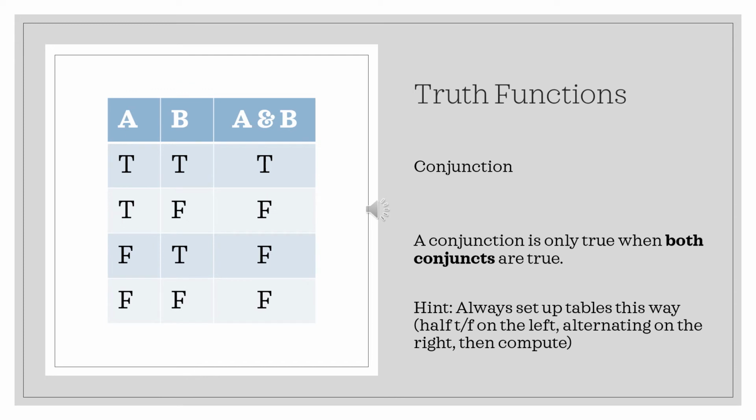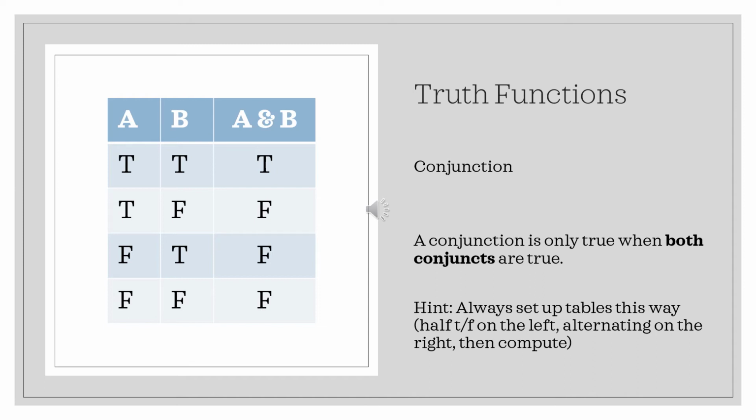Now take the case of conjunction. The truth function for conjunction is pretty straightforward. Any statement that is a conjunction, A and B here, is going to be true only in cases in which both A is true and B is true, right? I mean, that's basically just saying A and B. But we want to do the same thing that we did previously.